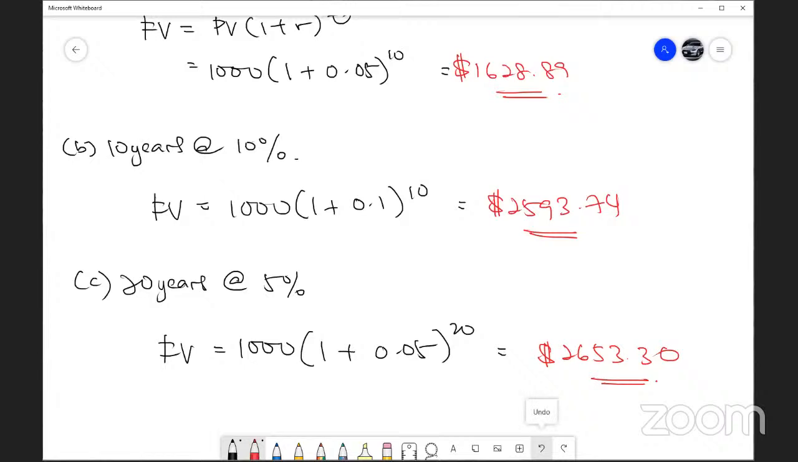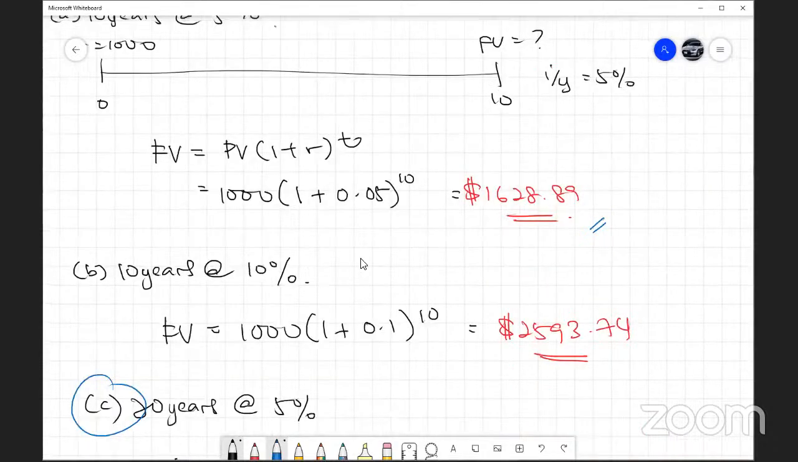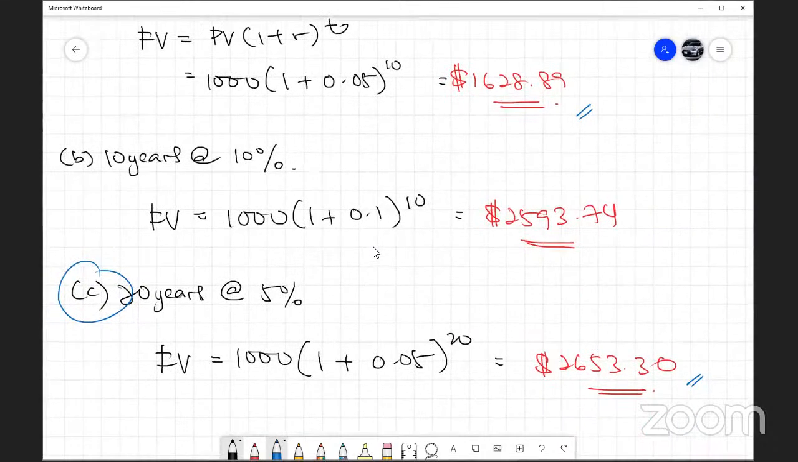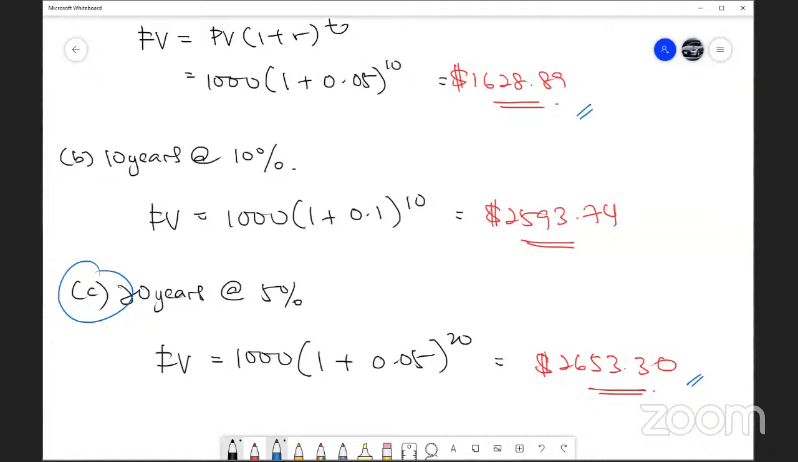All right. So now, after having all these answers, question B, what do they ask you? Why is the interest earned in part C not double the amount of part A? Part C is this, part A is this. Why is it not double? Because it's still at 5%, right? So one is 10 years at 5%, one is 20 years at 5%. Why is it not double? Okay, very easy to answer this.